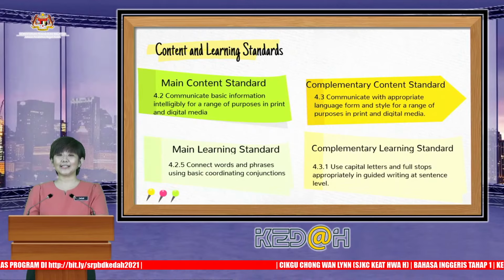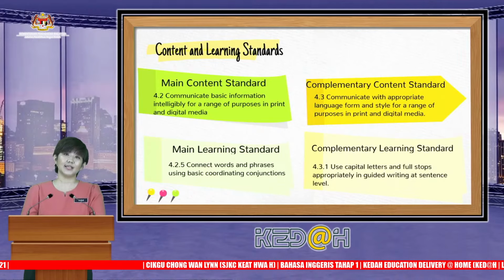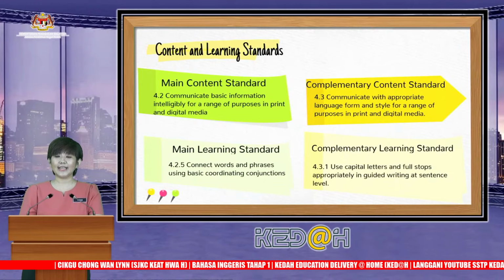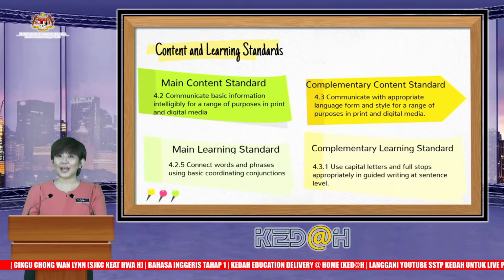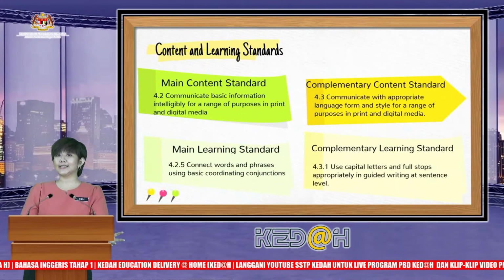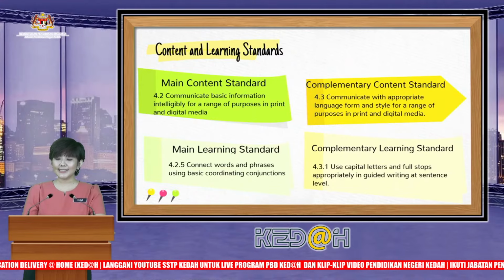Subsequently, the main learning standard for this lesson is 4.2.5, connect words and phrases using basic coordinating conjunctions. And the complementary learning standard is 4.3.1, use capital letters and full stops appropriately in guided writing at sentence level. These content standards and learning standards can also be referred to as our curriculum aspiration, the aspirational targets that we aim to achieve, targets that we hope all our pupils could achieve.